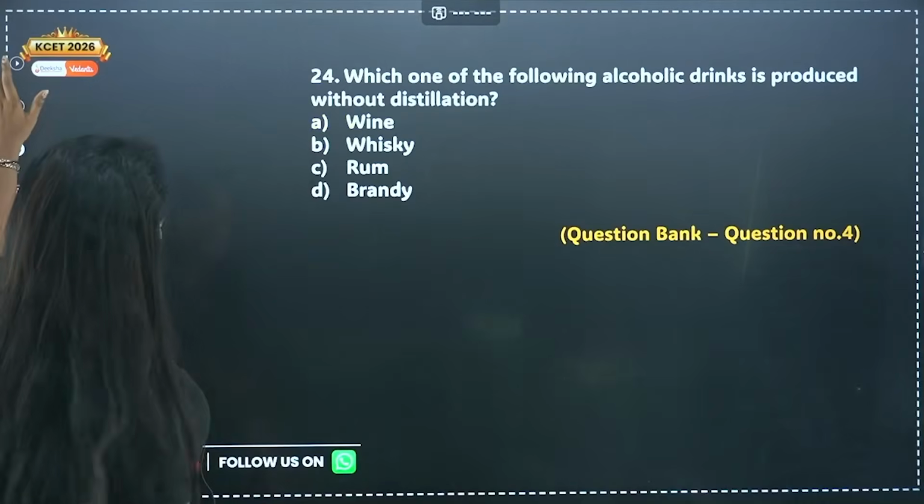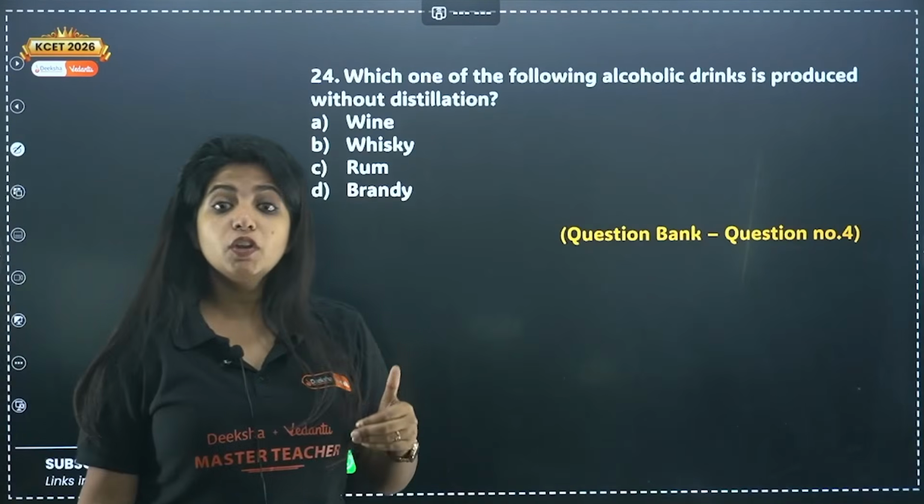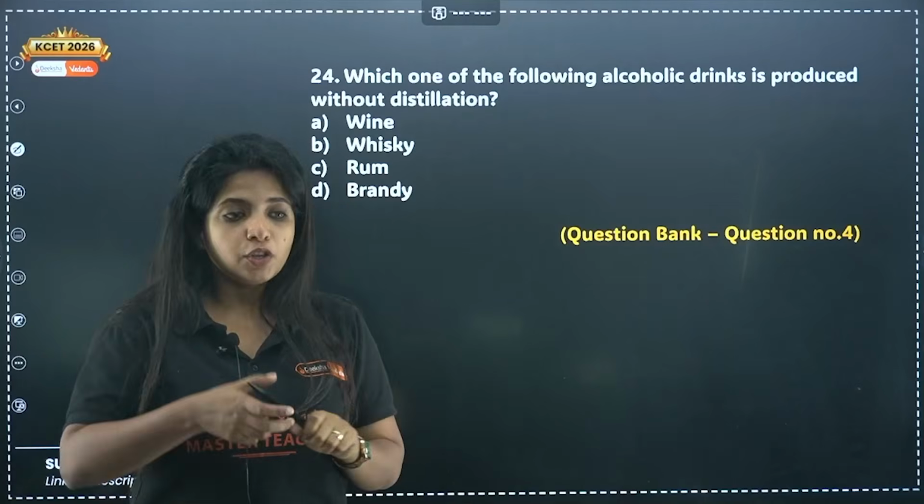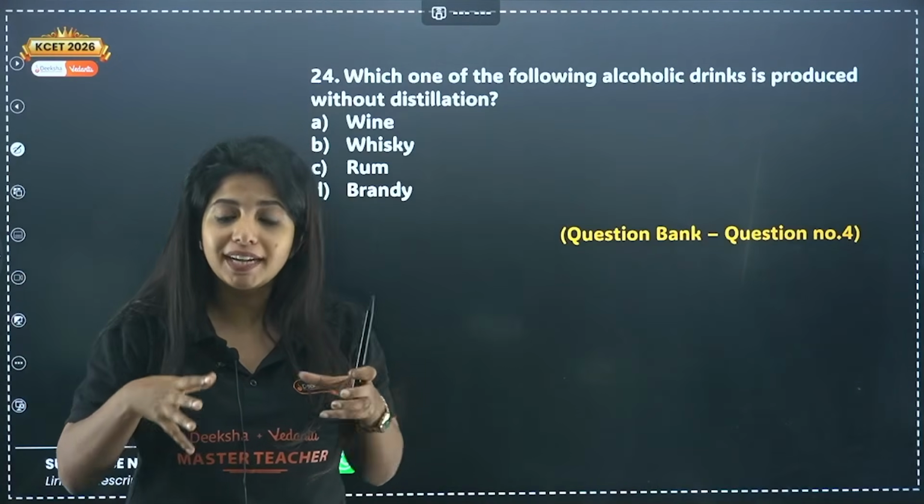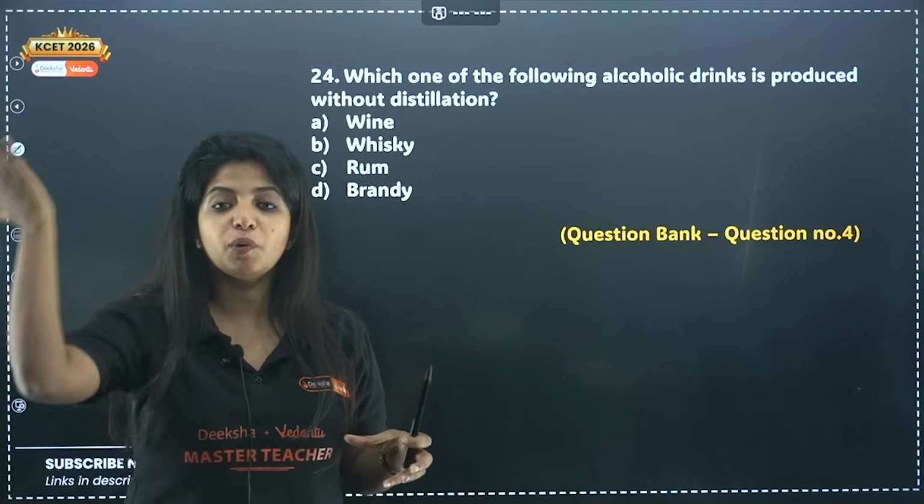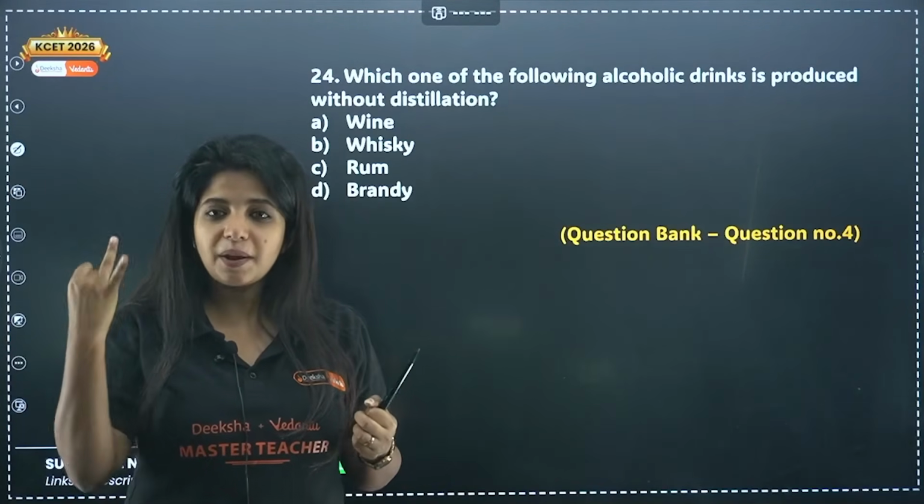Cool? Chalo. Which one of the following alcoholic drinks is produced without distillation? What do you mean by distillation? Distillation is where you make the water evaporate. That means the alcohol is going to be concentrated because the water has gone in the form of evaporation. Concentrated alcohol is found in whiskey, rum, brandy.